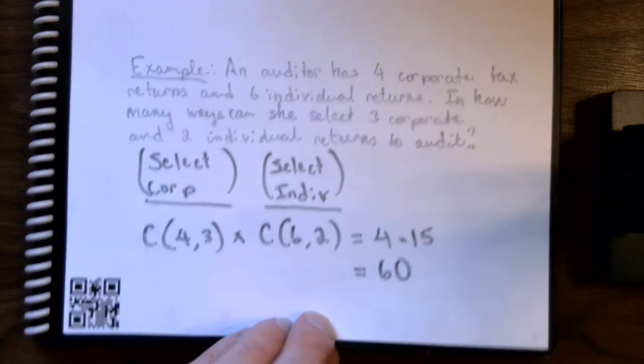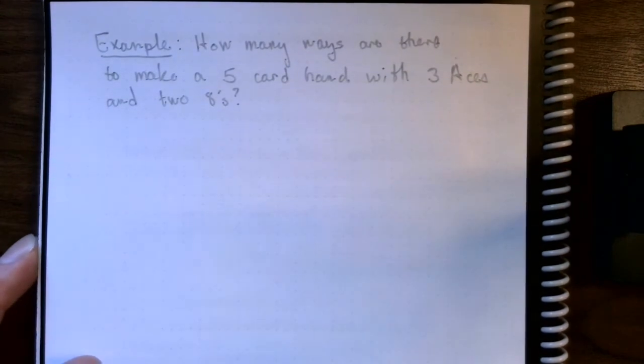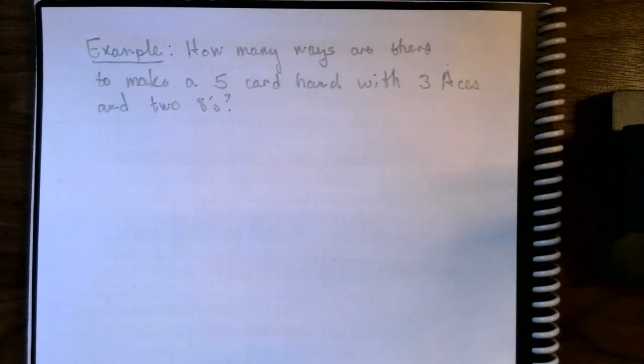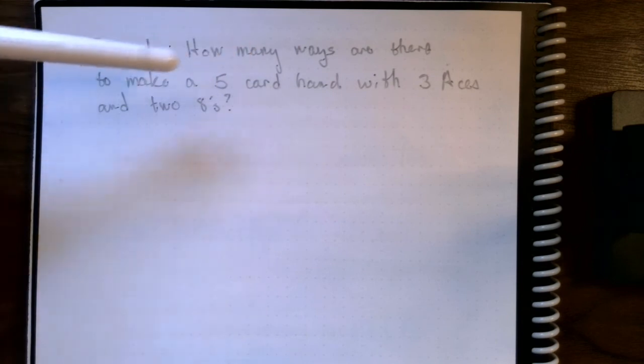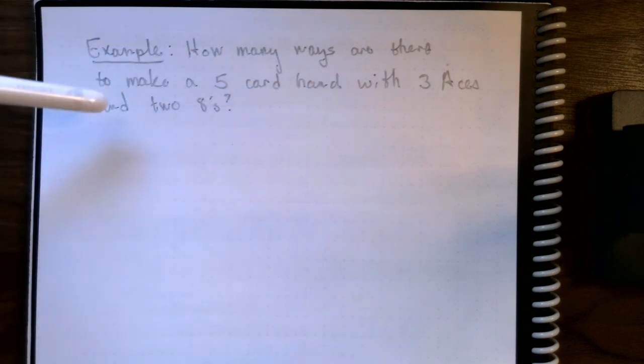Okay, let's look at one more example. Combinations come up a lot when we're talking about hands in card games because order doesn't matter. If you have a pair of kings and 3 queens, that's the same thing as having 3 queens and a pair of kings. So let's answer this question here. How many ways are there to make a 5-card hand with 3 aces and 2 eights?